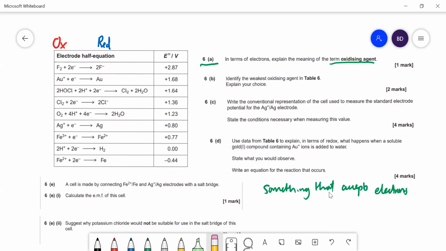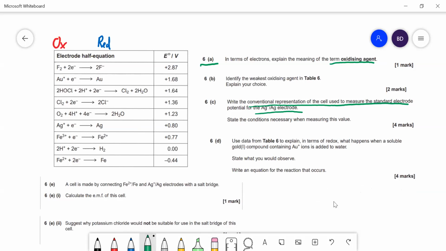Right, write the conventional representation of the cell used to measure the standard electrode potential of the Ag+. Okay, so whenever you want to measure the standard electrode potential of something, you can connect it to the standard hydrogen electrode. And if you remember, the standard hydrogen electrode always goes on the right-hand side. So I'm going to draw here's my salt bridge, and I've got to put the standard hydrogen electrode on the right-hand side. The standard hydrogen electrode, you've got 2H+ and 2 electrons goes to H2.